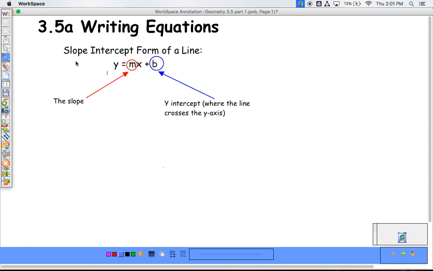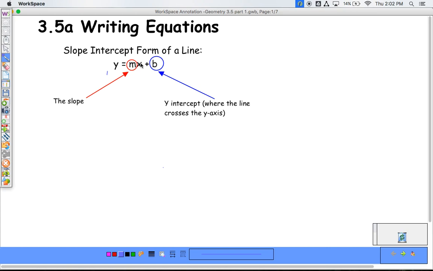We're going to use slope-intercept form to write our equations today, and we'll learn about some more forms later on. But today we're using slope-intercept. In our equation we're going to have our slope, which we represent with m. B is going to represent our y-intercept, where that graph hits the y-axis.